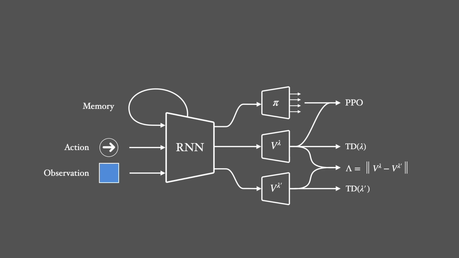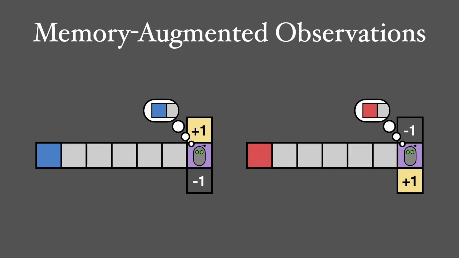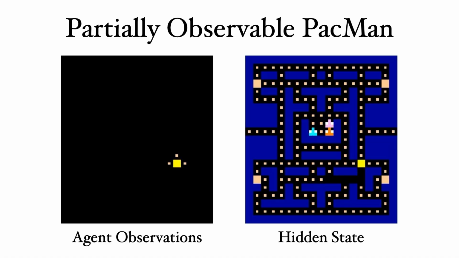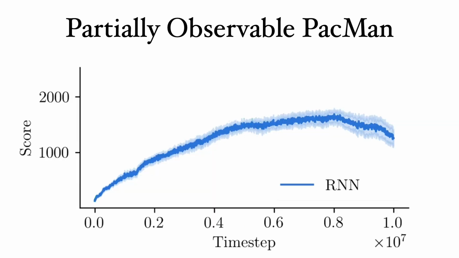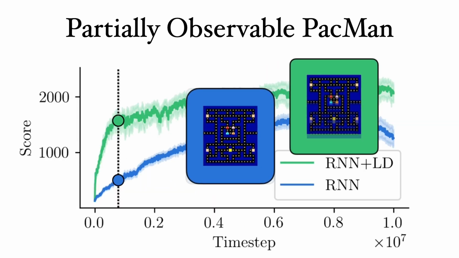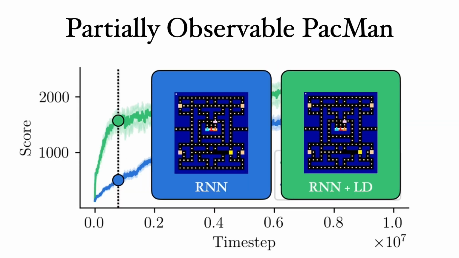If we then minimize the Lambda discrepancy alongside the traditional losses, it leads to a much better representation and much better learning performance in partially observable environments. Look at this Pac-Man environment where the agent's observations only show it the nearby surroundings. When we include the Lambda discrepancy as an extra training objective, the agent learns a lot faster. Look at that little guy go.